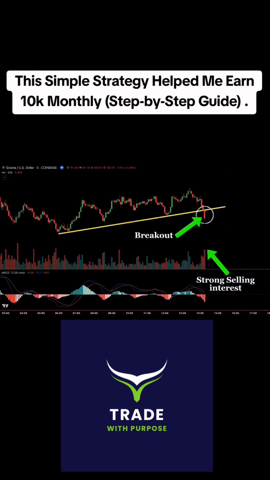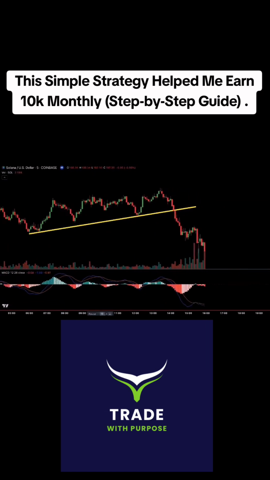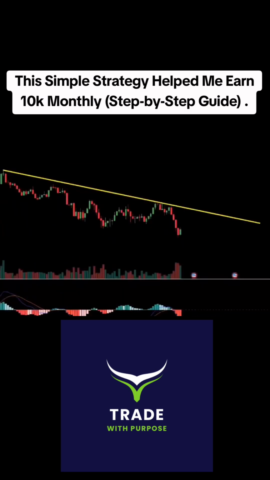Look at the MACD indicator. The MACD line crossed below the signal line, confirming bearish momentum. What happened next? The market dropped significantly, proving this was a strong sell setup.